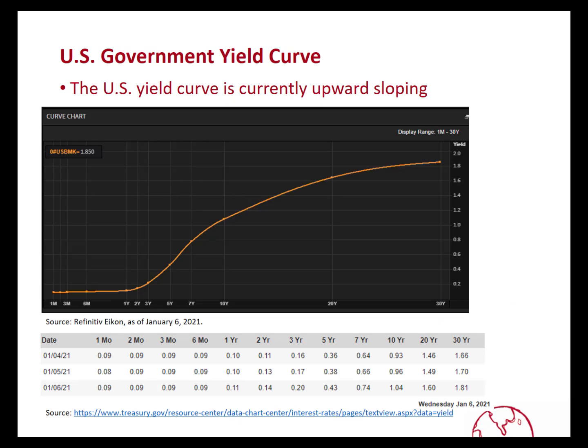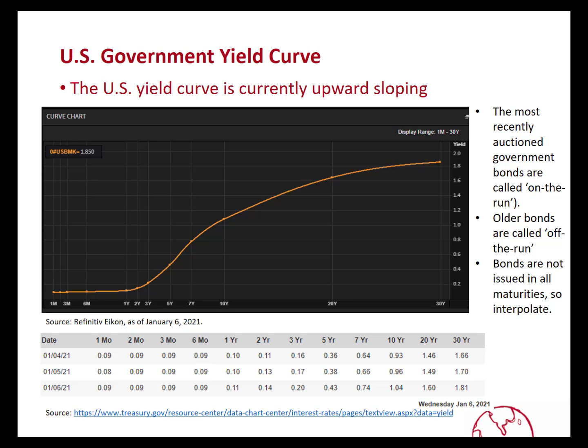Looking at the US yield curve, yields are very low from 1 month out to about 1 year, and then they begin to rise out through 3, 5, 7, 10, and out to 30 years. Keep in mind that the US government auctions bonds on a regular basis, and so the most recently auctioned bonds are called on the run, and older bonds that were issued, for example, the 10-year bond issued 6 months ago, would be called off the run.